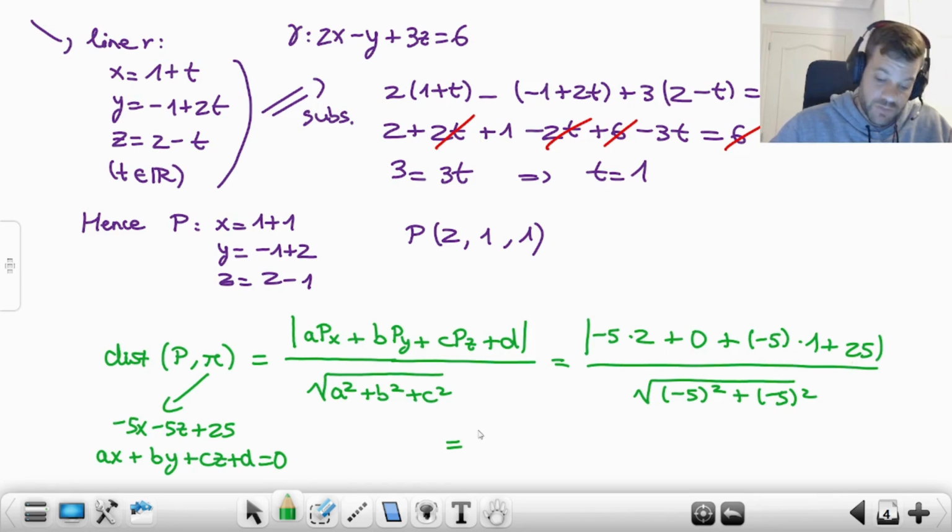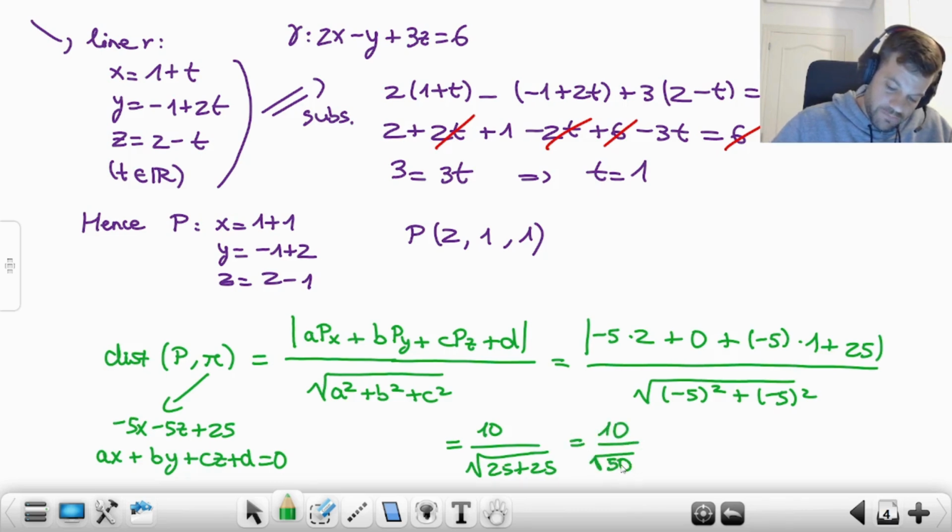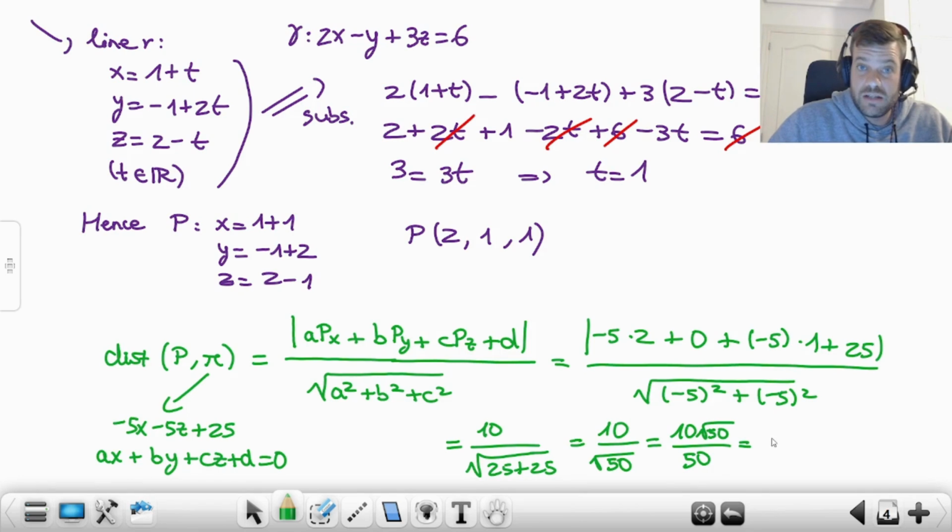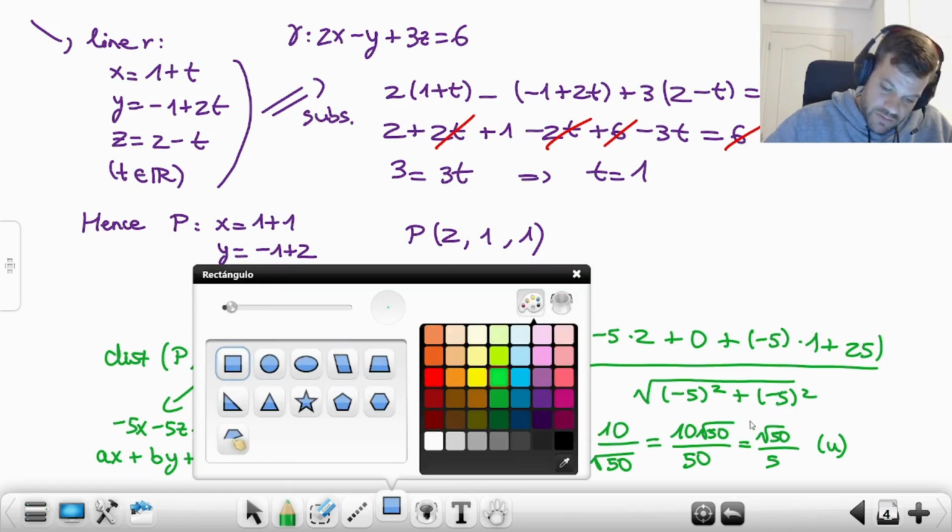Absolute value of 10, just 10, divided by the square root of negative 5 squared, 25, and again another 25. So it's 10 over root 50, and this is good enough. Maybe we can clean it up a little bit. It's 10 times root 50 divided by 50. So using rationalization techniques, it's root 50 over 5 units of length.